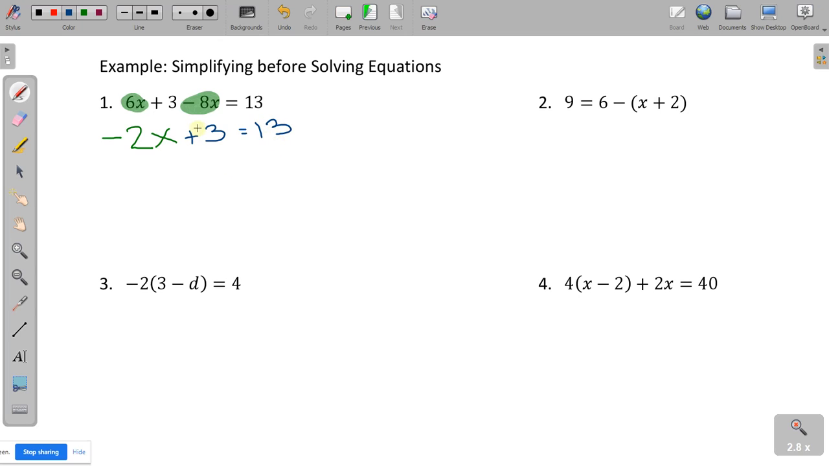Now we can solve this. We have a loose number of plus 3. We have to subtract 3 from both sides. It cancels out. Bring down our negative 2x equaling 13 minus 3 is 10. Divide both sides by negative 2. Cancels out. Gives us x to equal 10 divided by negative 2 is negative 5.